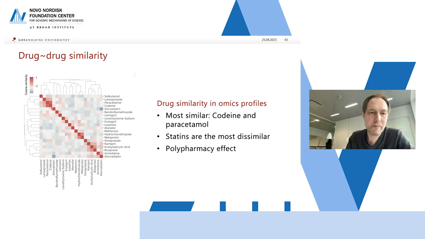We see the statins are the most dissimilar ones, but we also see these patterns of other clusters or small clusters of drugs. And I think this is really an indication of this polypharmacy effect, that we cannot completely disentangle the effect of all the drugs, because many of them are given together.